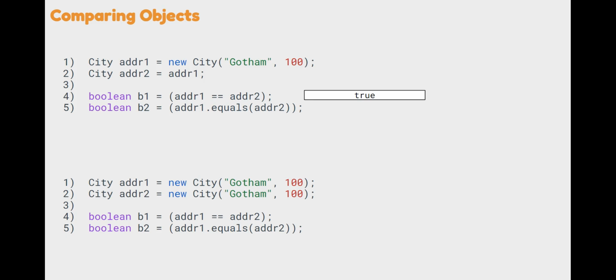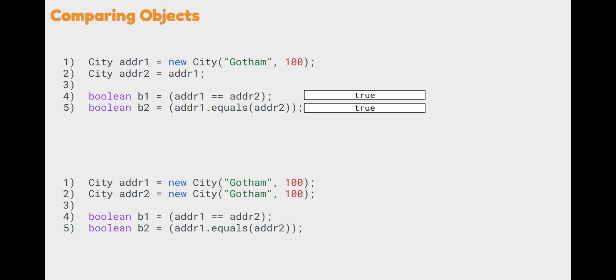On line 5, we're asking if address 1 dot equals address 2. We are calling that equals method. The other address that we are passing in is address 2. We are asking if they are equivalent. Equivalent for our city class we decided meant have the same name and same population. Well, when we check the name of address 1 and address 2, they're both going to be Gotham because they're pointing to the same address. Same thing with population. They're both going to have the same population. This will evaluate to true because they are equivalent objects.